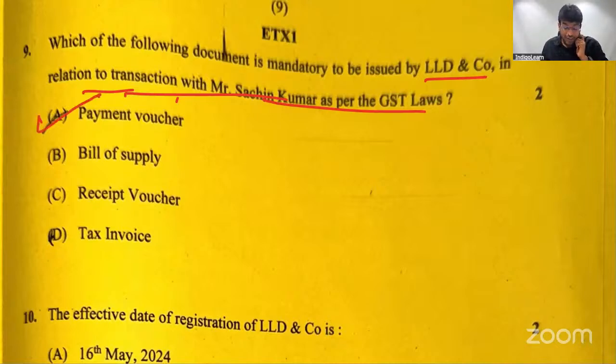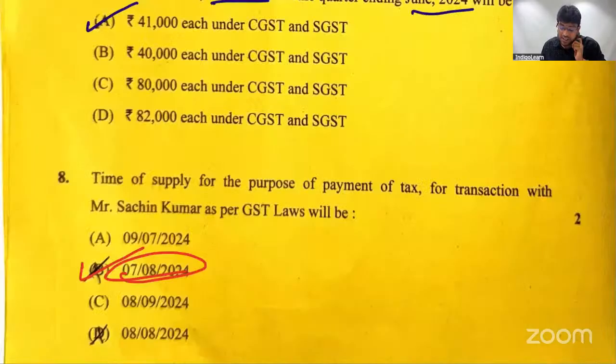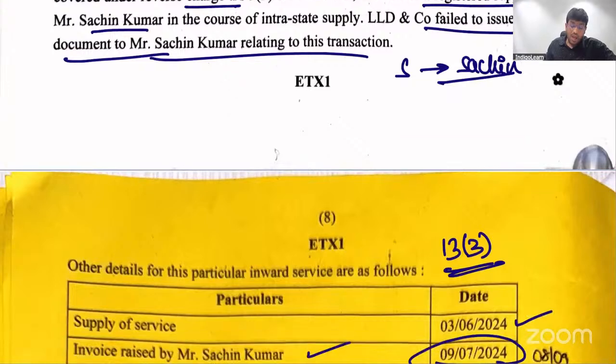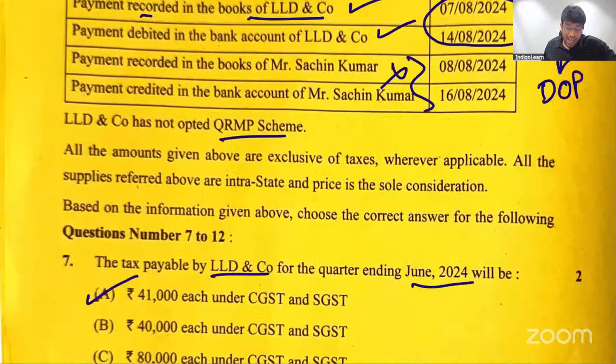Next. Effective date. It's an RCM transaction only, no? Since it's an RCM transaction, they'll give a payment voucher, correct? What is the effective date for registration? 20th May. I already told this point to you. And they have furnished a statement, my dear friends.